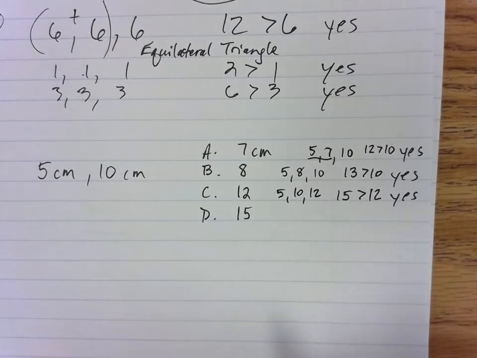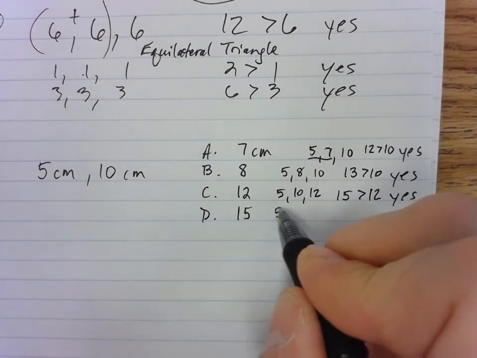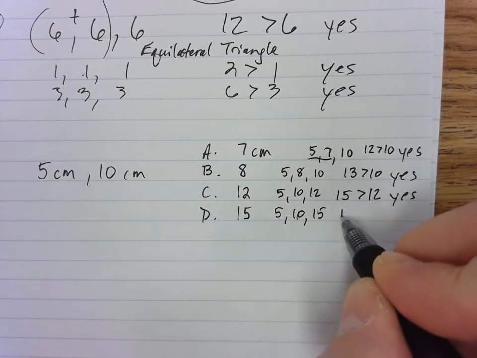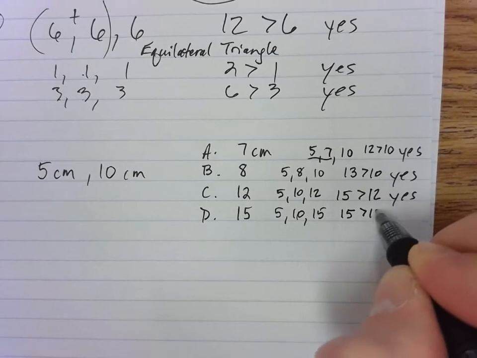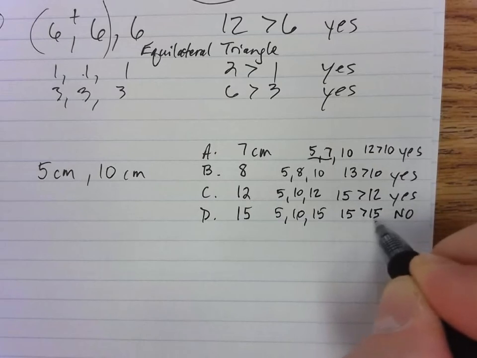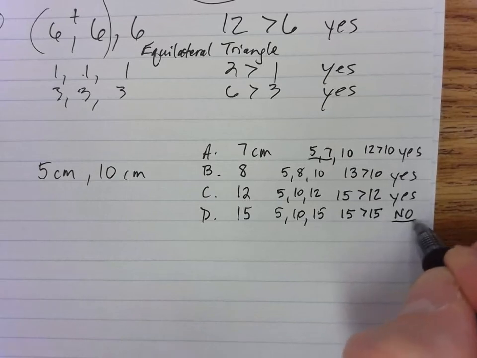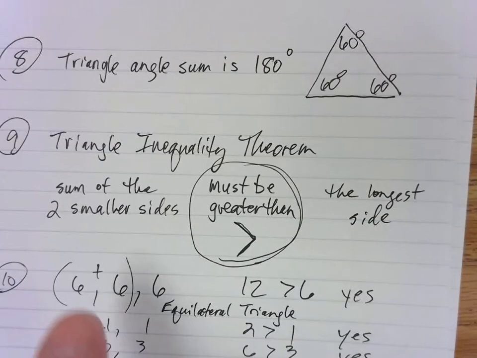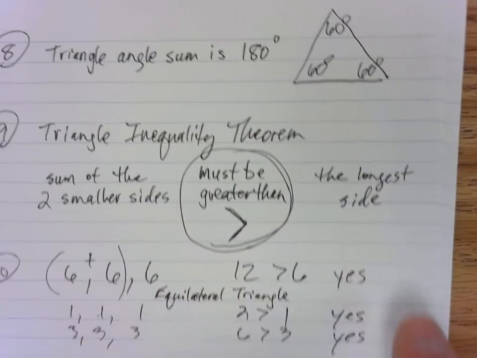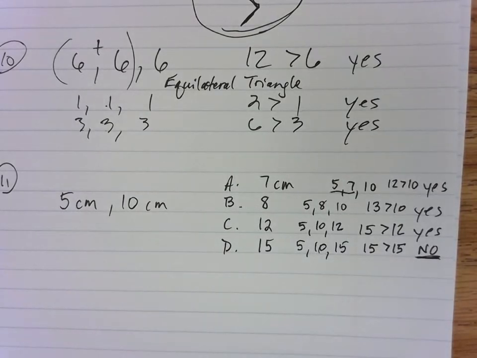All right, last one. Now I've got 5, 10, and 15. If I add up the two smaller sides, is 15 greater than 15? That is a no, because that is not greater than. Yes, I understand that it is equal to, but that is not going to form a triangle, because the sum of the two smaller sides must be greater than the longest side, and 15 is not greater than 15. So that is a no.